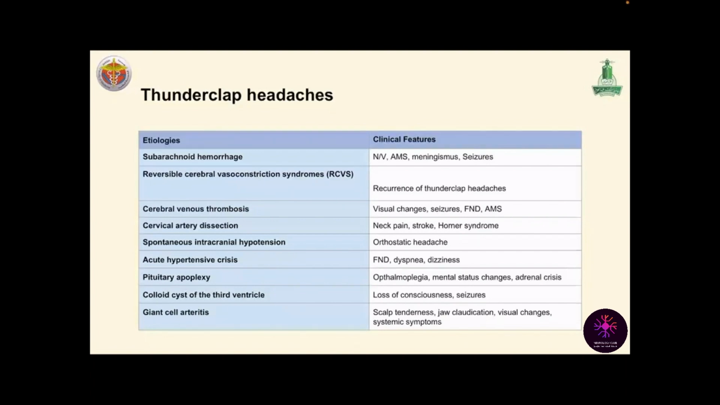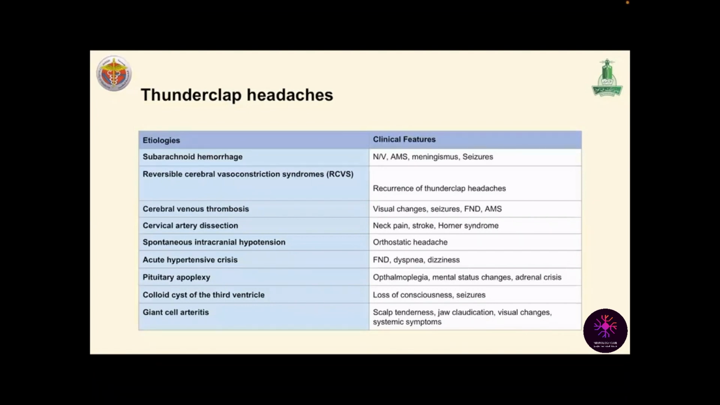As for the diagnosis, you're going to have to go ahead and do the head CT without contrast, and if the imaging isn't sufficient and you still have a high suspicion for the subarachnoid hemorrhage, you should go ahead and proceed with lumbar puncture if there are no contraindications.